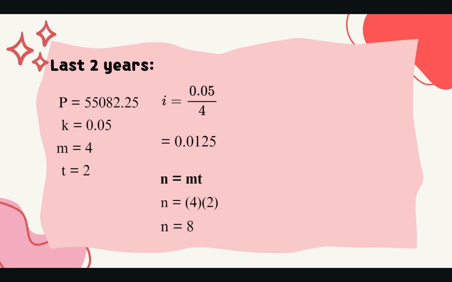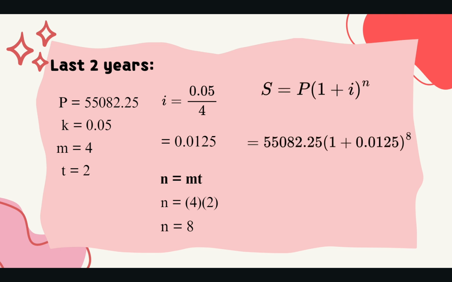Finally, the formula that we will use is still the same. So just insert the information that we have just calculated into the formula. After our calculation, the final investment value we get is 60837.58.